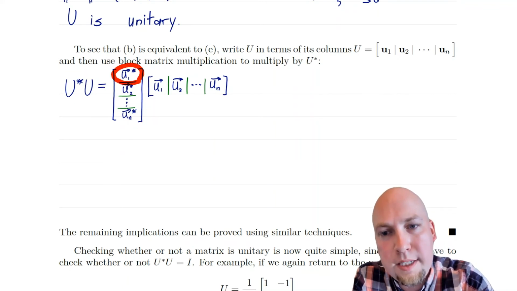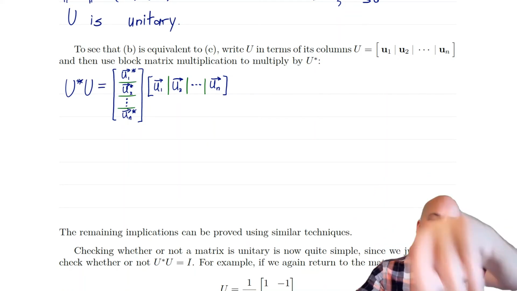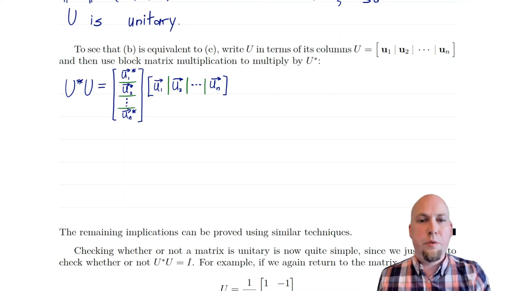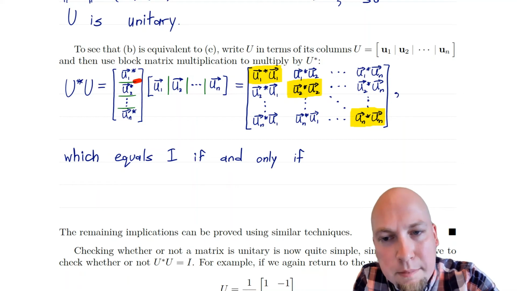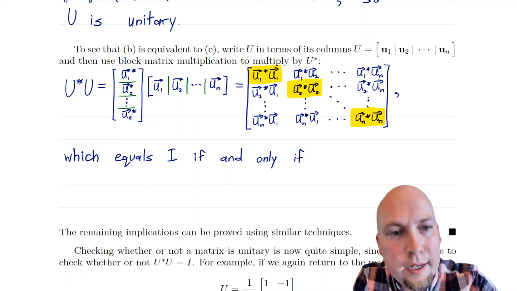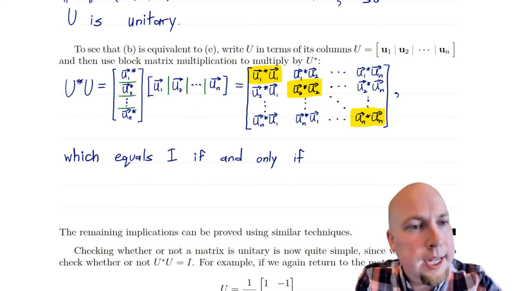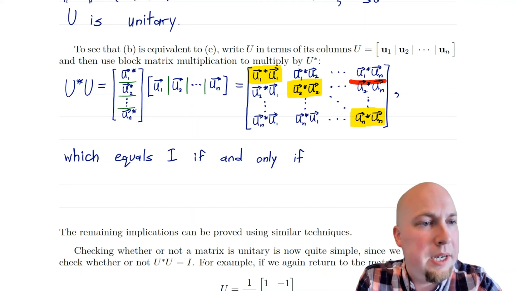U1 star is a row vector now, U2 star is a row vector, and so on. All of these are the rows of U star. And here, these are the columns of U itself. When you do that matrix multiplication, I get U1 star times U1 as my top left entry, then U1 star times U2 as my next entry, and all the way over to U1 star times UN as my top right entry.